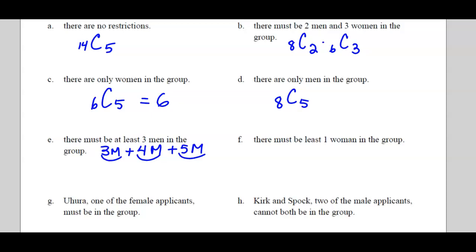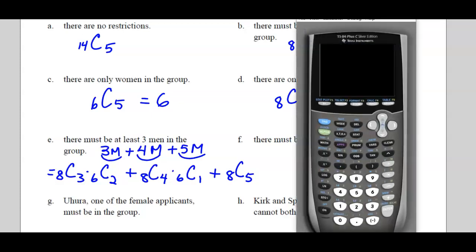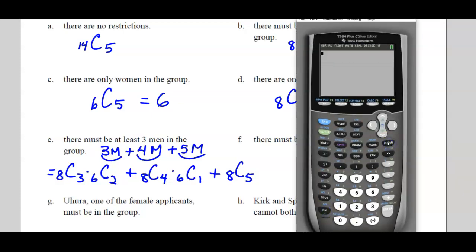You can compare. But here, so 3 men we have, what do we have written here? We have 8. So this is going to be 8 choose 3. Within that, we then have 6 choose 2. We have to round out that group with the women. Plus, then for 4 men, we have 8 choose 4, and then 6 choose 1. And then for 5, we have 8 choose 5. Okay, so we'll find the value and then we'll compare to what you're using.